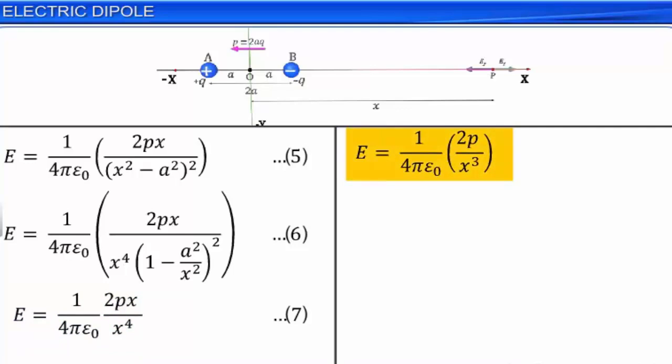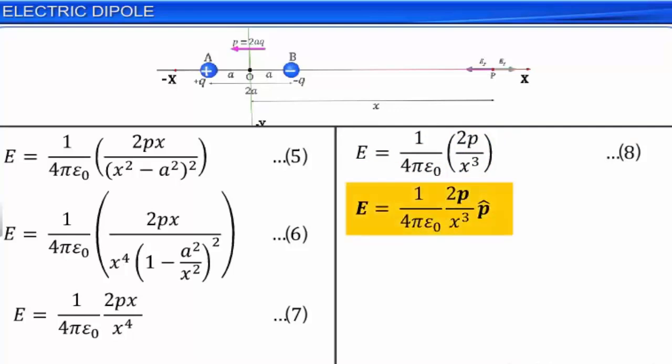In vector notation, equation 8 can be expressed as E is equal to 1 by 4 pi epsilon naught 2p by x cube into p cap, where p cap is the unit vector along the dipole axis in the direction from -q to +q. Let this be equation 9.